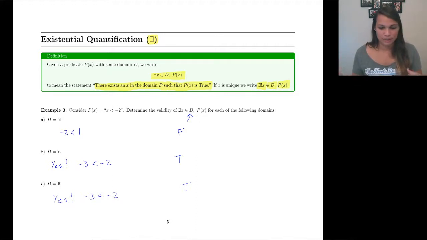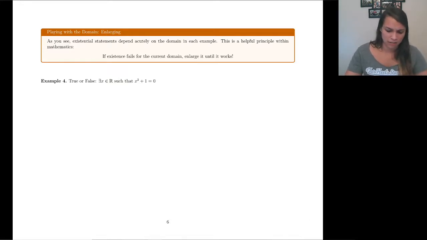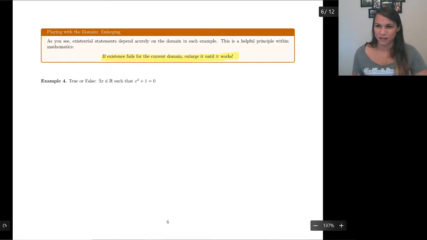Which brings us to something that comes up in math. You see existence and maybe it didn't exist. But that doesn't mean you're not interested in it anymore. So mathematicians oftentimes go with like, did this exist? Oh no, that didn't work at all. So let's just make our domain larger and see if we can get it to exist.